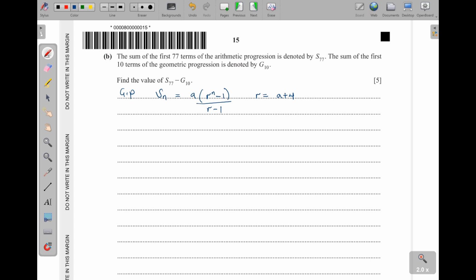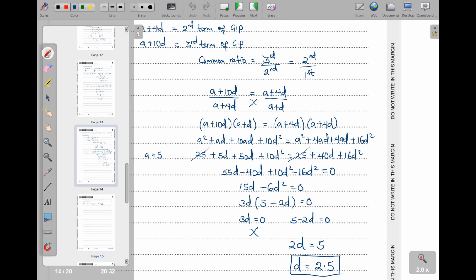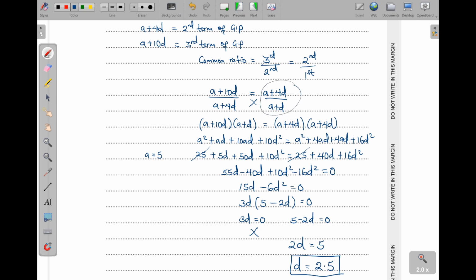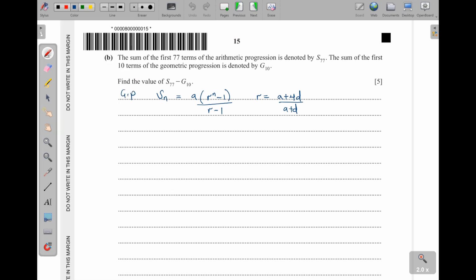Remember we said a plus 4d out of a plus d, the second over the first. So I've used a plus 4d out of a plus d. Now our a, by the way, is 5. It was coming from the AP. So 5, then plus 4 times the d, which is 2.5 we have gotten, out of 5 plus 2.5. So here you will get 10 plus 5, that is 15 over 7.5. Of course, now r here becomes 2.